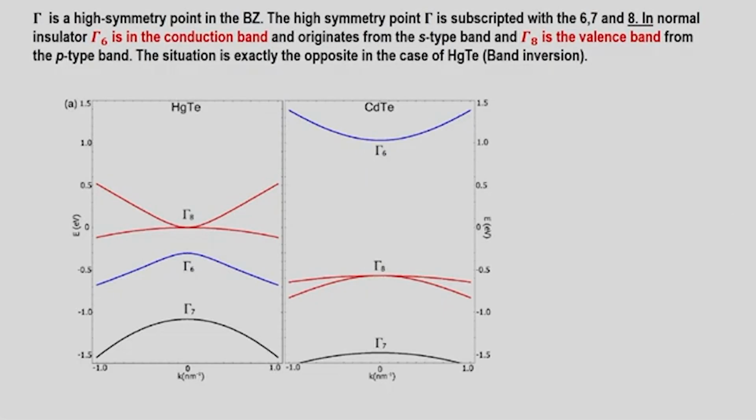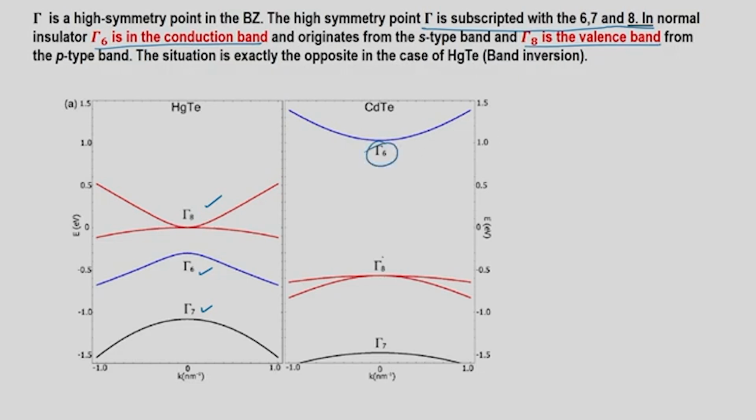Even though this has been discussed, this gamma is actually the high symmetry point in the Brillouin zone, and this gamma is subscripted with 6, 7 and 8. You see that there is a 6 here, a 7 here, and an 8 here. So the 7 and 8 are split by the spin orbit coupling, which is present in this material. In general, gamma 6 is in the conduction band and gamma 8 is in the valence band, which is what you see. So this is the conduction band in CdTe.